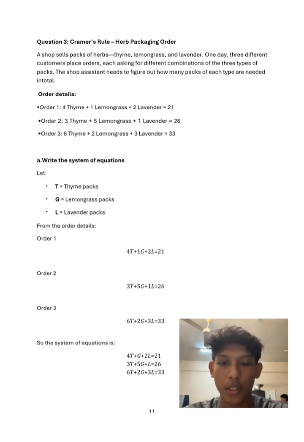From these statements, we can form a system of linear equations. The first equation represents 4 thyme plus 1 lemongrass plus 2 lavender equals 21. The second equation represents 3 thyme plus 5 lemongrass plus 1 lavender equals 26. The third equation represents 6 thyme plus 2 lemongrass plus 3 lavender equals 33.